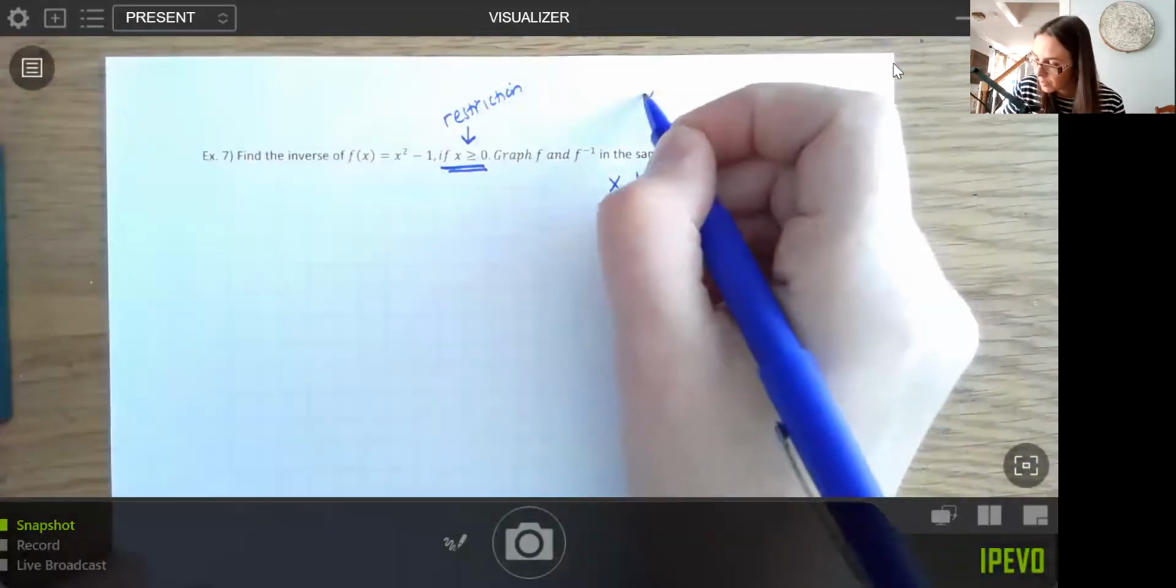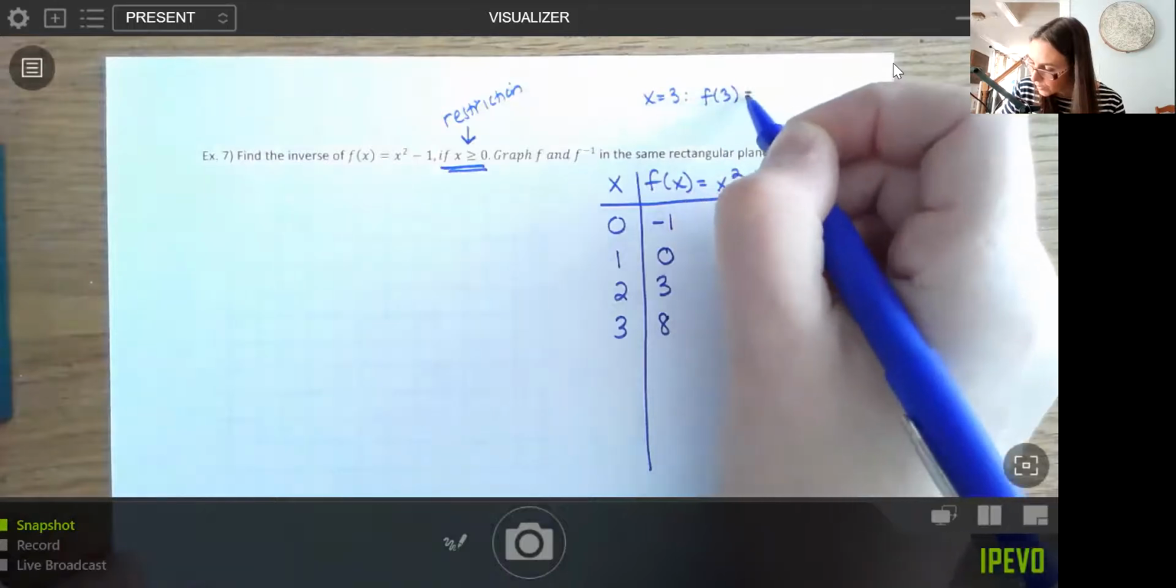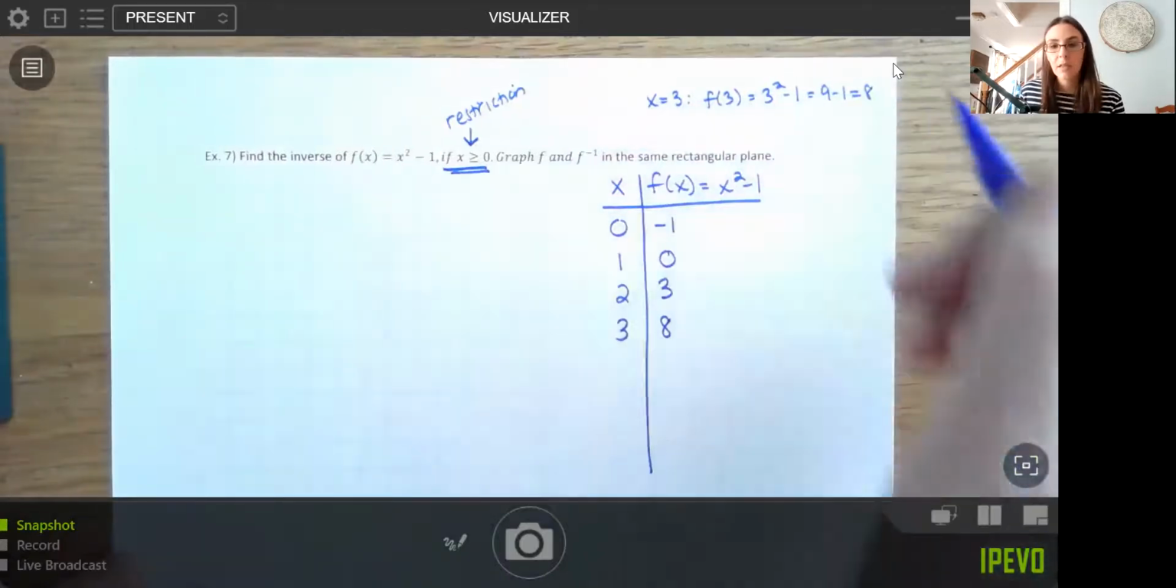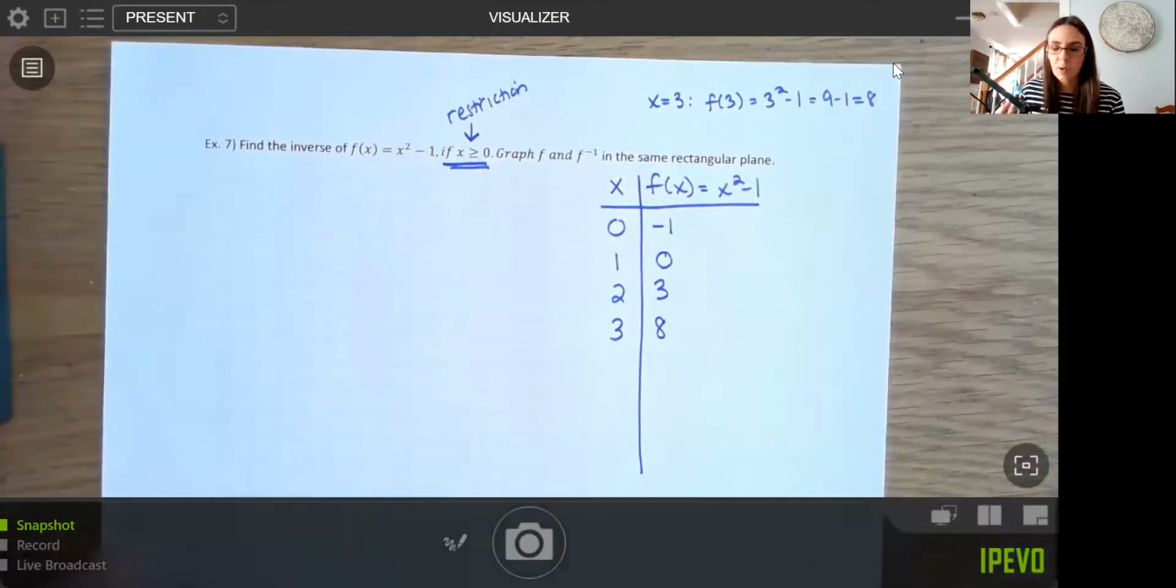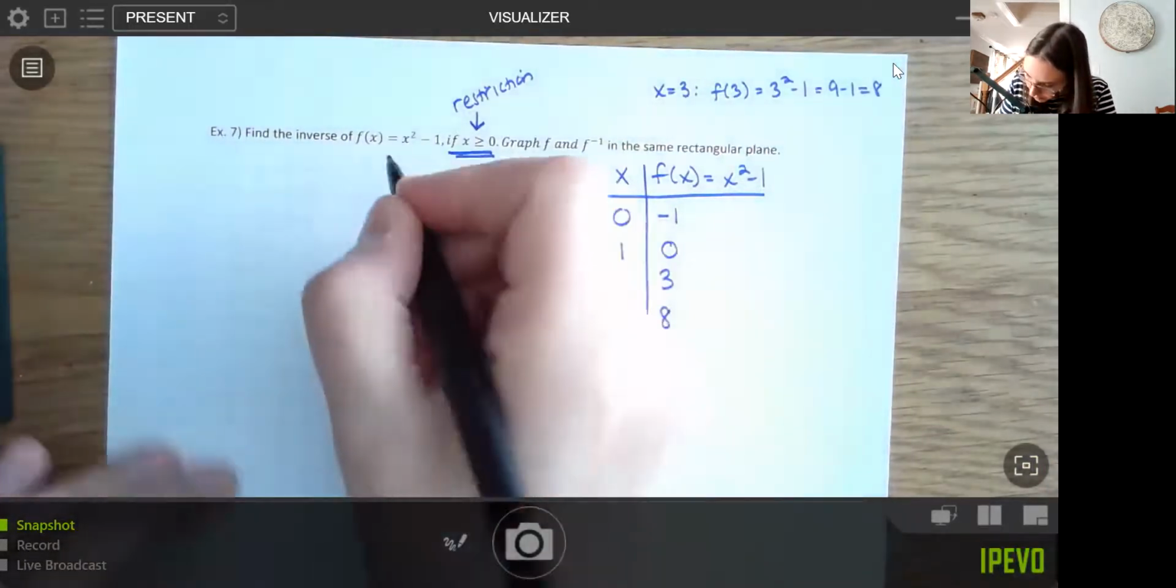So for example, if I plug in 3, then I have f of 3 is 3 squared minus 1, which is 9 minus 1, or 8. So I'm just plugging in those values, and I'm just choosing a few here. All right, so let's set up our grid.